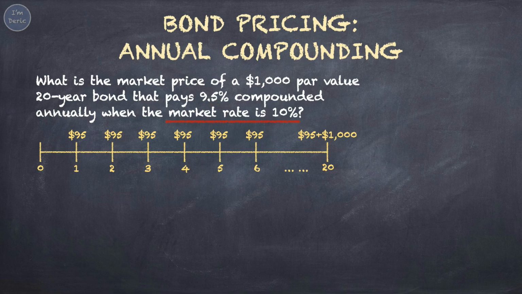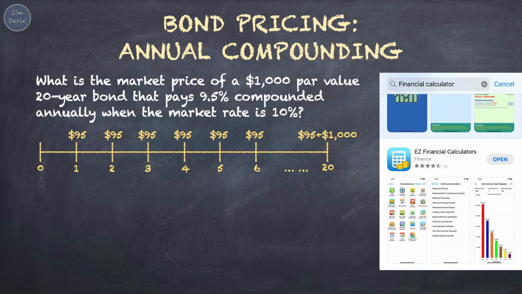Market interest rate is the current interest rate people receive in the market from similar investments. And this question is asking you to calculate the market price of this bond. Market price means the present value, PV.